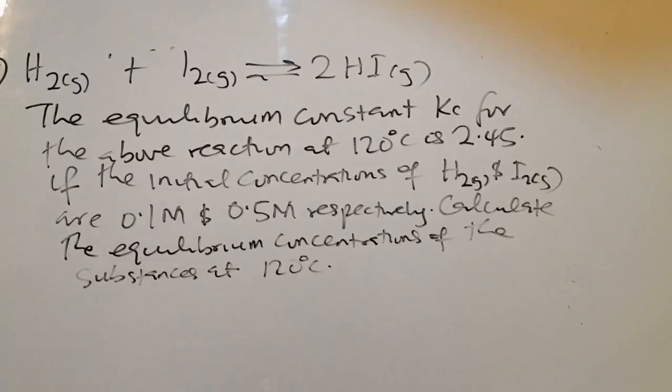So now let's look at another problem showing how to calculate concentration when we're given the equilibrium constant of a reaction. We still have a reaction between 1 mole of hydrogen plus 1 mole of iodine gas, giving us 2 moles of hydrogen iodide. The question says the equilibrium constant Kc for the above reaction at 120 degrees Celsius is 2.45. If the initial concentrations of hydrogen and iodine are 0.1 mole per dm³ and 0.5 mole per dm³ respectively, calculate the equilibrium concentration of the substances at 120 degrees Celsius.